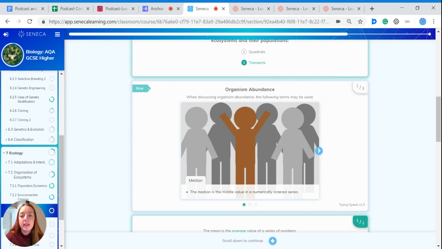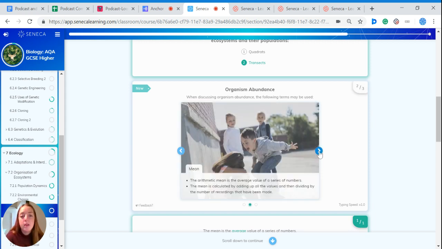When discussing organism abundance, we can use lots of different terms. So abundance is the number of species that there are. So we might look at the median, which is the middle value in a numerically ordered series. So you put all the numbers in order, and the median is the middle number. Another thing we might look at is the mean. The arithmetic mean is the average value of a series of numbers.